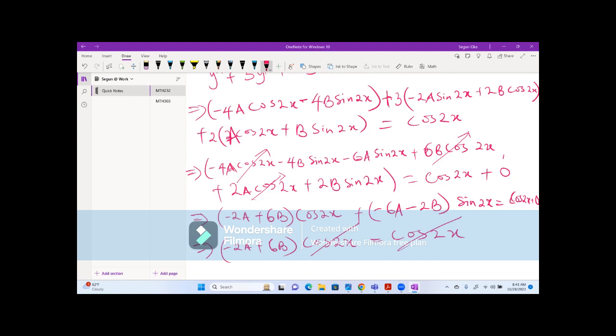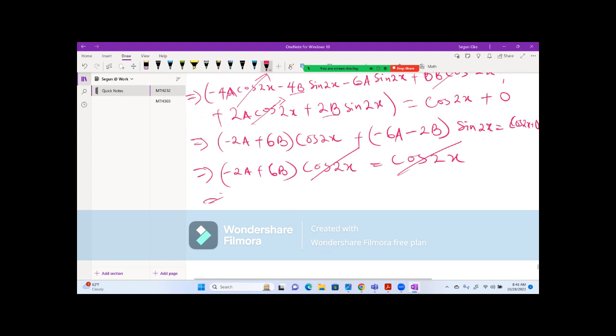But you remember that this is plus 4b, plus times minus is minus. We have minus 4b plus 2b. It gives us negative 2b. Do you agree? Yes, sir. So in this case now, we have minus 2a plus 6b equals 1. Understand? Do you agree?